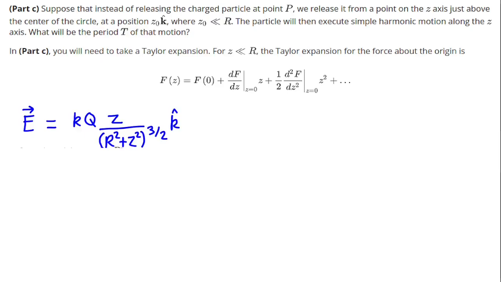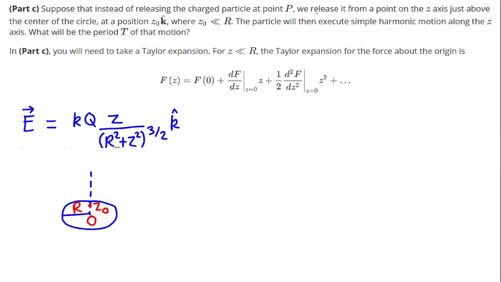Suppose that instead of releasing the charged particle at point P, we release it from a point on the z-axis just above the center of the circle, at a position of Z0, where Z0 is much smaller than the radius of the ring. The particle will then execute simple harmonic motion along the z-axis, and what's the period T of that motion?